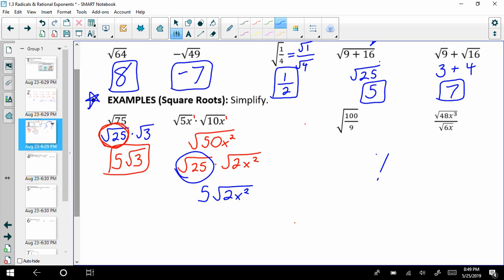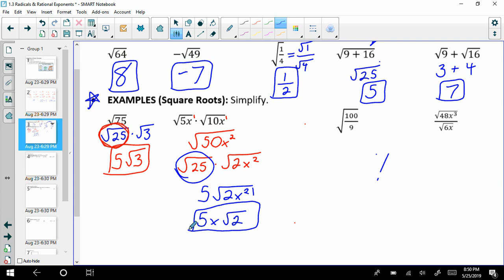And technically, one other thing can be done to simplify this. I can't do anything with the 2. It can't be broken down any further. But the square root of x squared is x. Because the whole purpose of a square root, the answer to a square root says, hey, what times itself gives me this? So the square root of x squared is just x, because x times x is x squared. So there's my answer.